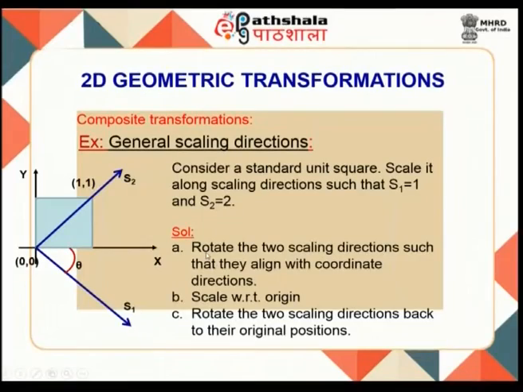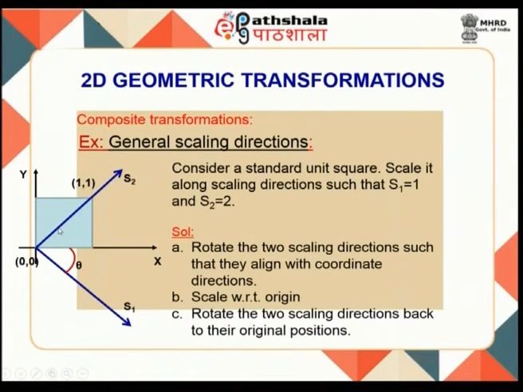The steps are shown here. How do we go about it? Let us call this a complex transformation. Our aim has always been to take a complex transformation, break it up into a series of simple transformations, take a composite of those, and then multiply the original coordinates to get the final coordinates. The first step is to rotate the two scaling directions, S 1 and S 2, which are already mutually perpendicular, such that S 1 coincides with x and S 2 coincides with y.